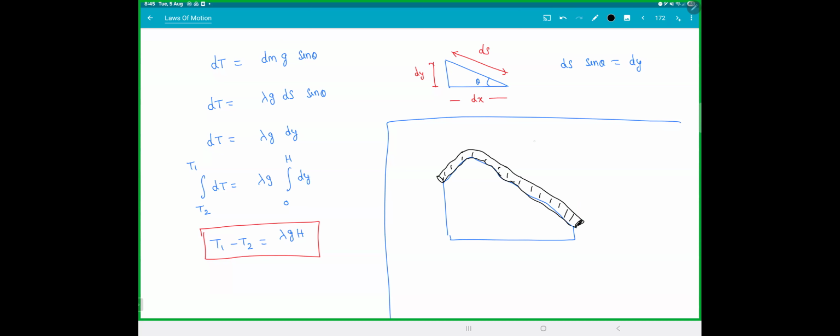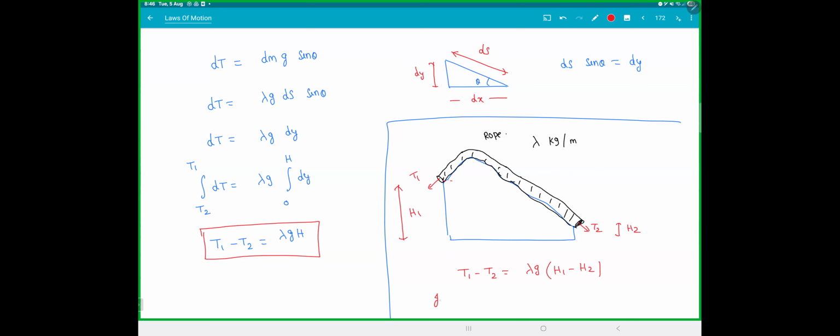So if you have a rope like this, which is lambda kg per meter, if on this side the tension is T1 and on this side the tension is T2, and this is the difference in height, where h1 is the height of the left end and h2 is the height of the second end, the difference in tension T1 minus T2 will be lambda g times the difference in height. There. This is a more general result.